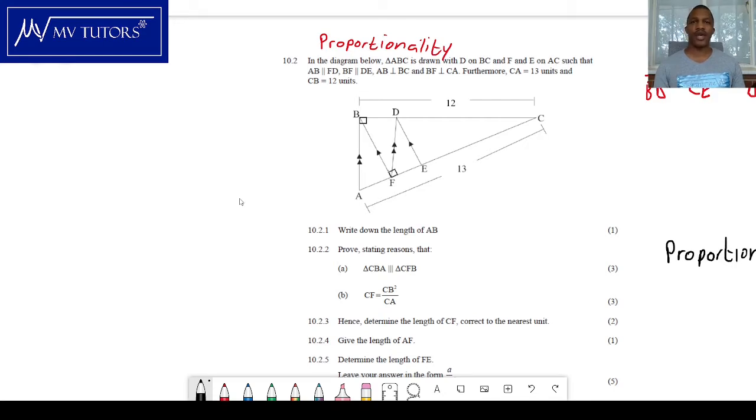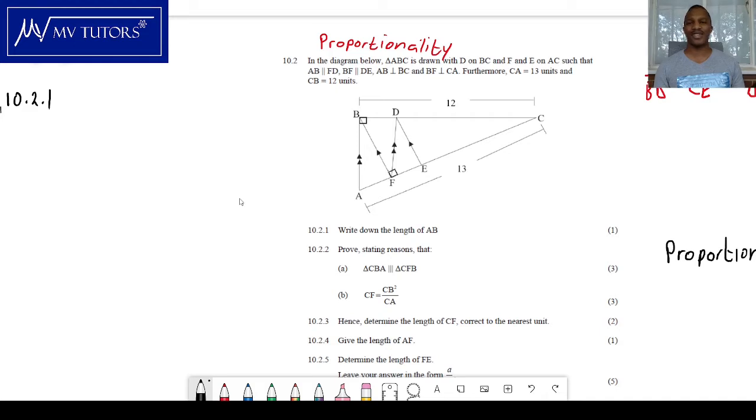And then also AB is perpendicular to BC. Okay, it's been shown as well. Furthermore, CA is 13 units. CA, okay, there we go. And CB is 12 units. CB, all right, I see them. Now, what's the question? Let's start with the first question, which is 10.2.1. Write down the length of AB.